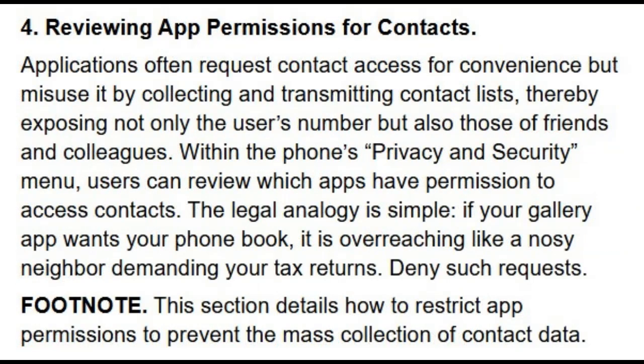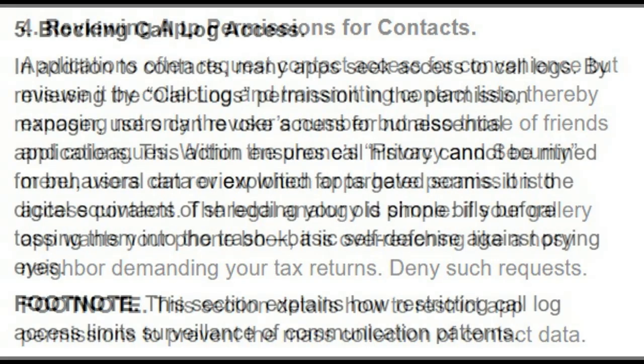4. Reviewing app permissions for contacts. Applications often request contact access for convenience but misuse it by collecting and transmitting contact lists, thereby exposing not only the user's number but also those of friends and colleagues. Within the phone's privacy and security menu, users can review which apps have permission to access contacts. The legal analogy is simple: if your gallery app wants your phone book, it is overreaching like a nosy neighbor demanding your tax returns. Deny such requests. Footnote. This section details how to restrict app permissions to prevent the mass collection of contact data.